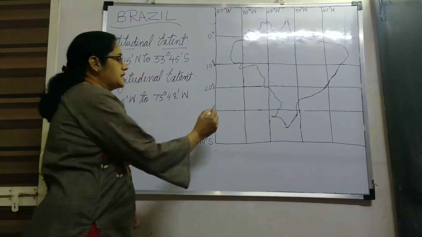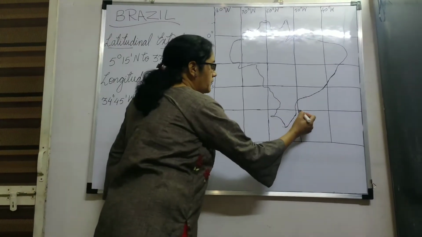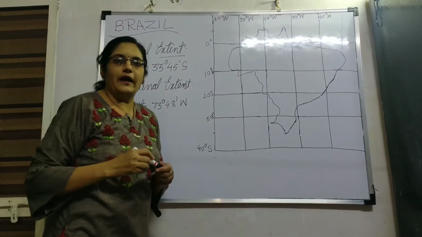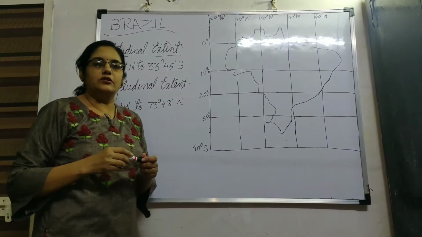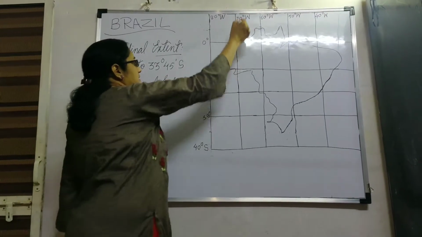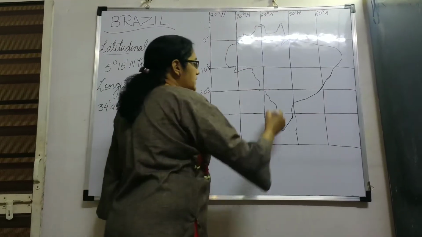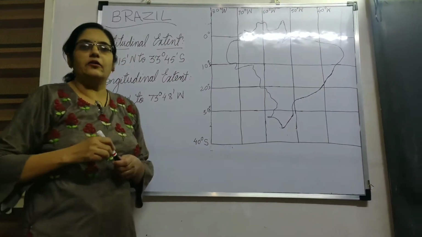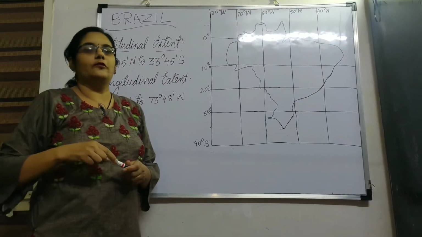You have seen that these horizontal imaginary lines drawn on a globe or map are called parallels of latitude, whereas such imaginary vertical lines drawn on a globe or map are called meridians of longitude.